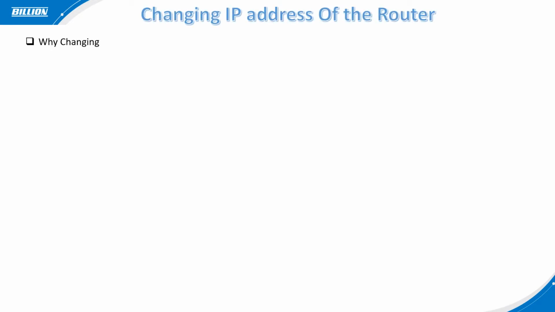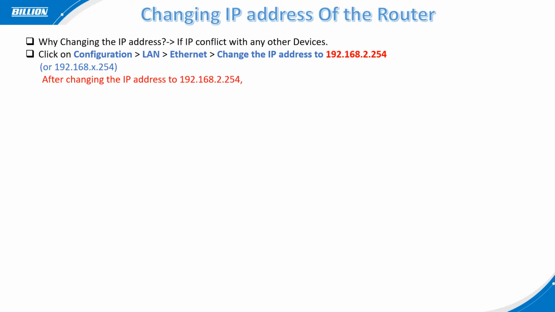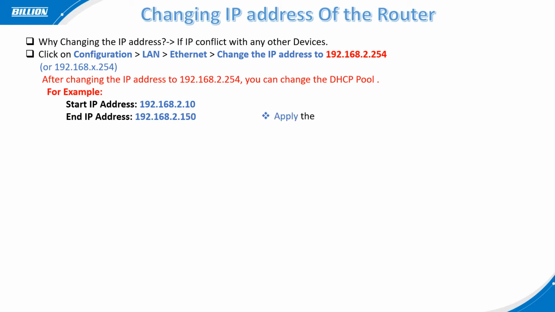This slide will help you to learn how to change the IP address of the router. This needs to be done when there is an IP conflict. To do so, log into the configuration page of the router and go to Configuration Settings. Then LAN, Ethernet, and change the DHCP range to another range. For example, change IP from 192.168.1.254 to 192.168.2.254. Check whether the start IP and end IP are in the same range. Then press Apply to save the settings.